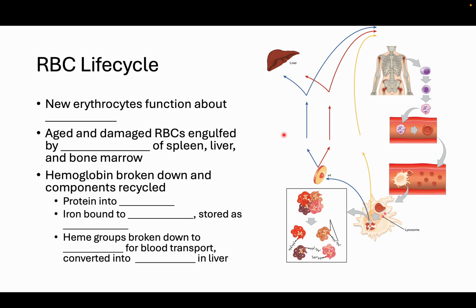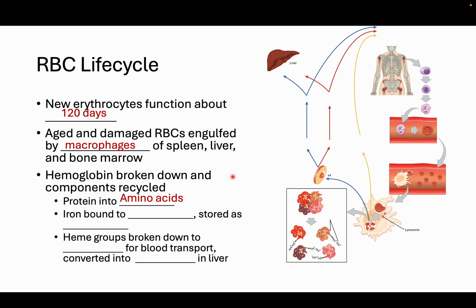The red blood cell life cycle: typically erythrocytes only persist for about 120 days. The damaged red blood cells and older red blood cells are consumed by macrophages, typically in the spleen, but also the liver and the bone marrow. Hemoglobin then gets broken down and recycled.